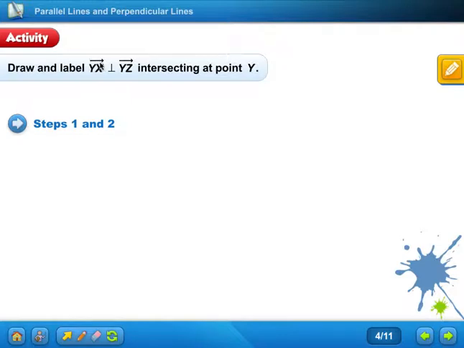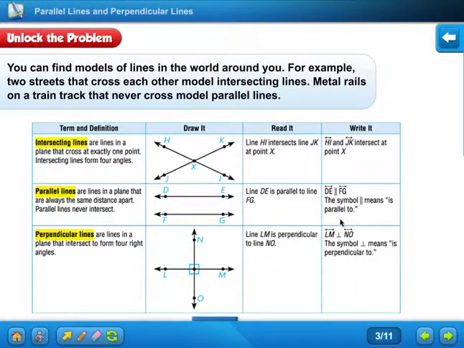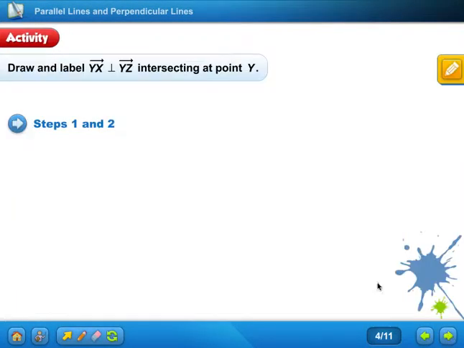Do you remember what this symbol is? This symbol is a ray. Remember, it has a point and then an arrow. What does this mean? Upside down T. Let's go back and look. Upside down T is perpendicular. Perpendicular to line YZ, intersecting at point Y.